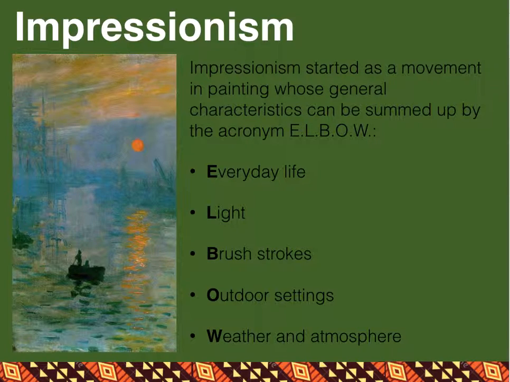The characteristics of Impressionism can be summed up best in the acronym ELBO, which stands for Everyday Life, Light, Brushstrokes, Outdoor Settings, Weather, and Atmosphere. So those are basically 5 components of Impressionism. Now that's not to say that all Impressionists and all Impressionist paintings are about these things or contain these things, but these are kind of the general characteristics of that movement. Let's go ahead and move on.